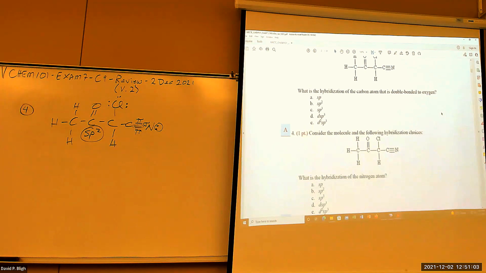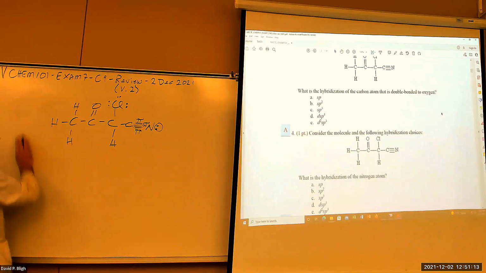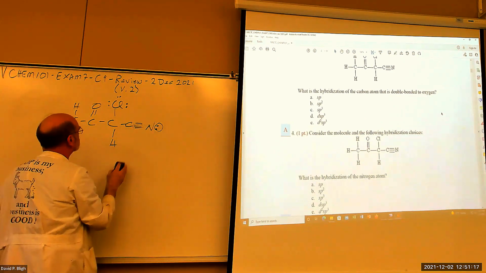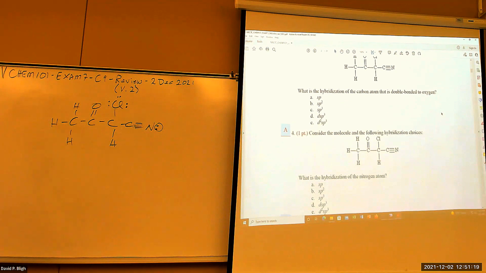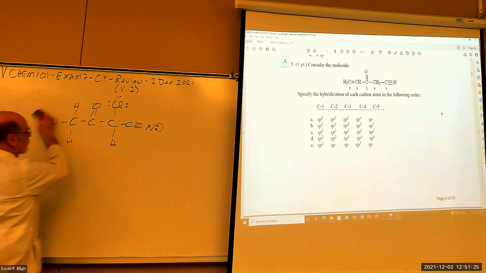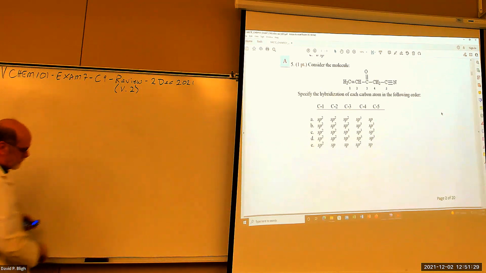The next structure, maybe I can use this one. Well, we'll start over. For 5.